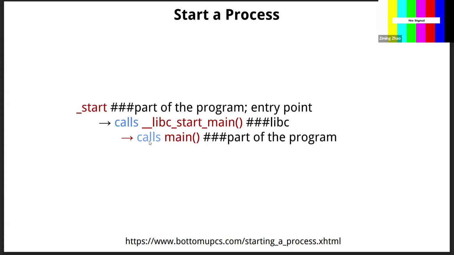Then that underscore start function will eventually call the underscore libc underscore start underscore main function. So that is the C library function, which eventually calls your main function. So when your main function returns, it doesn't do exit directly. Your main function also returns, right? So your main function returns to underscore libc start main, which will clean up everything. Then it will eventually make a system call to exit.